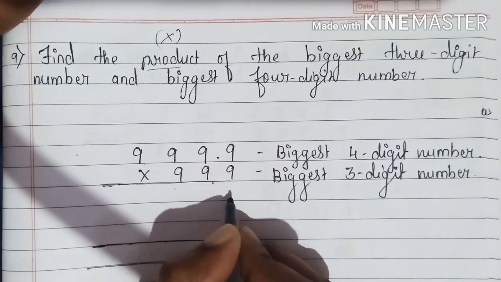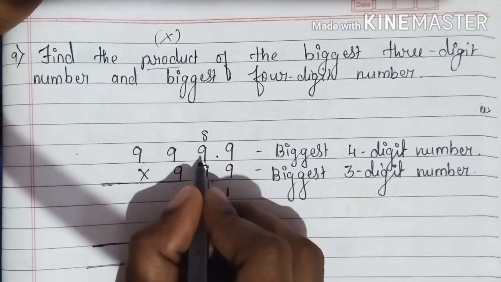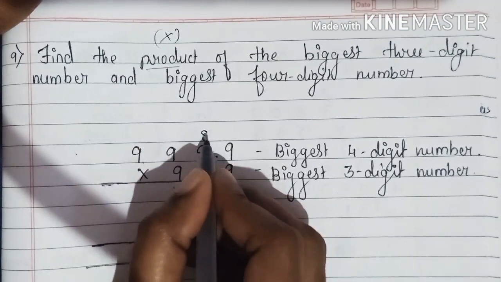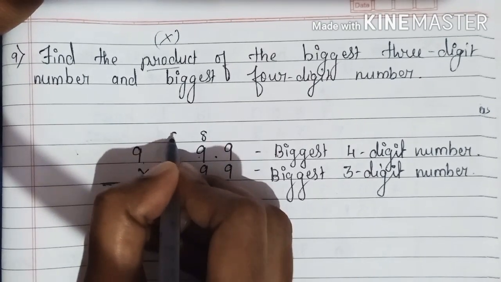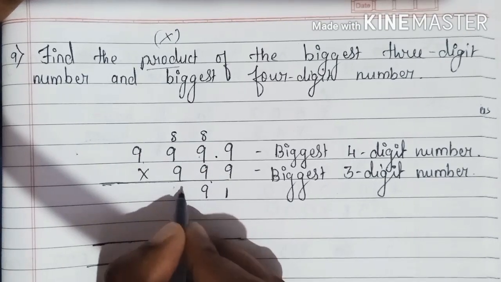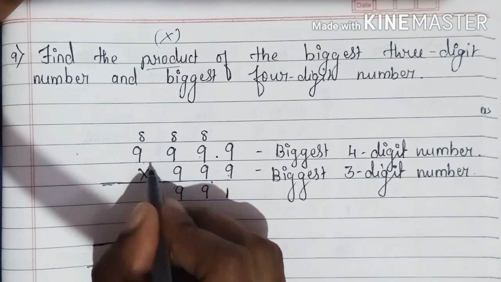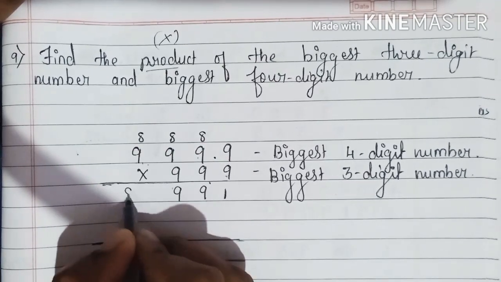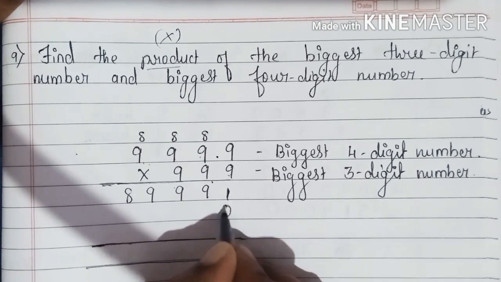9 9s are 81. 1 will be here and 8 will be carryover. 9 9s are 81. Again 81 plus 8 will be 89. 9 here, 8 will be carryover. 9 9s are 81 plus 8 will be 89. Again 8 will be carryover. 9 9s are 81 plus 8 will be 89. Now take 0 in the unit place.